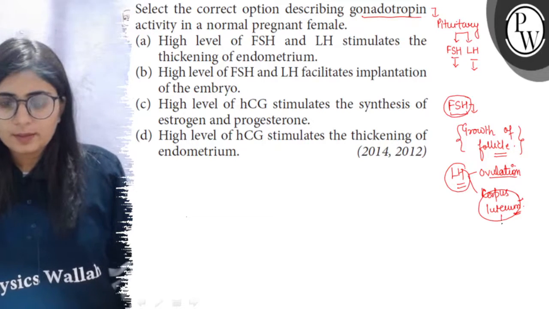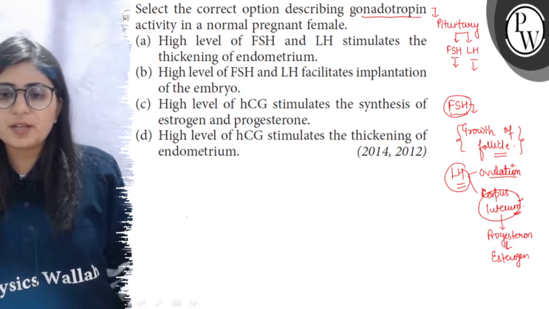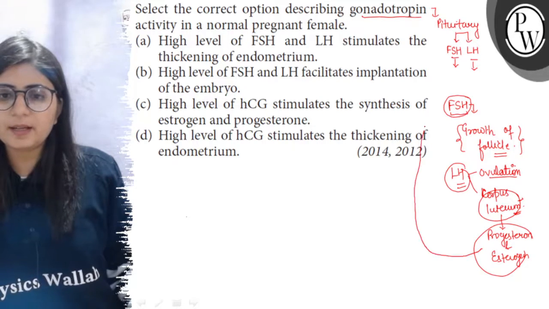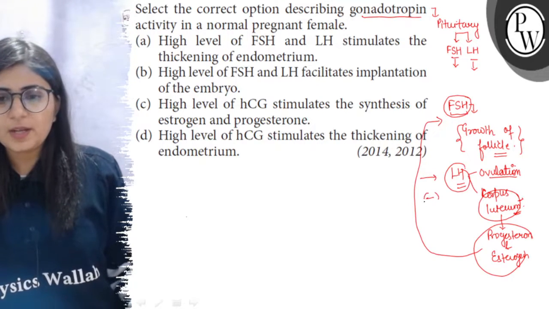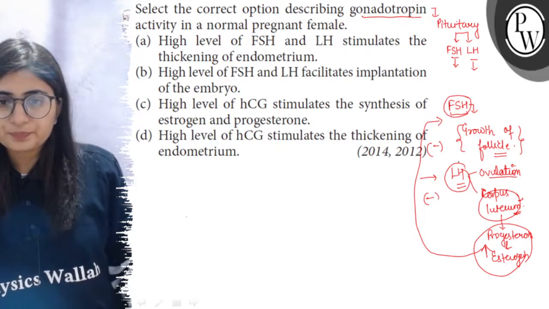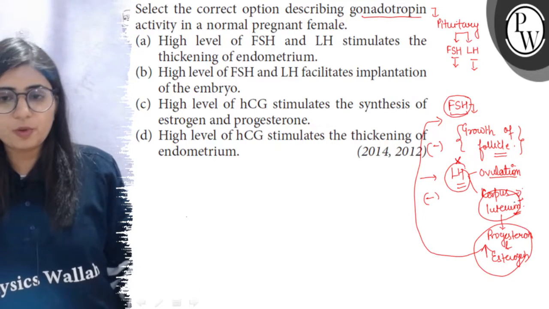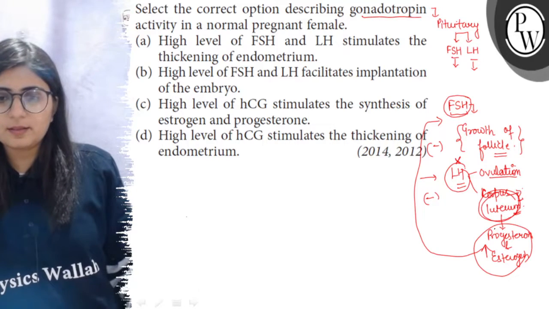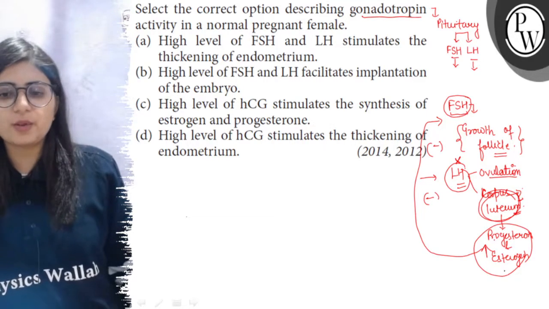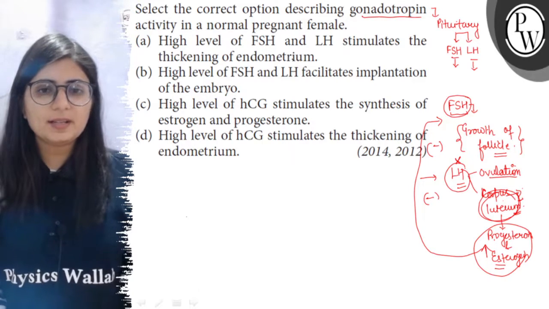Now the corpus luteum secretes the hormones progesterone and estrogen. But these two hormones cause negative feedback control on both FSH and LH. So when the level of progesterone and estrogen is high, the LH level goes down, and this in turn causes the breakdown of the corpus luteum. Then the level of progesterone and estrogen will be low because the corpus luteum has degenerated.